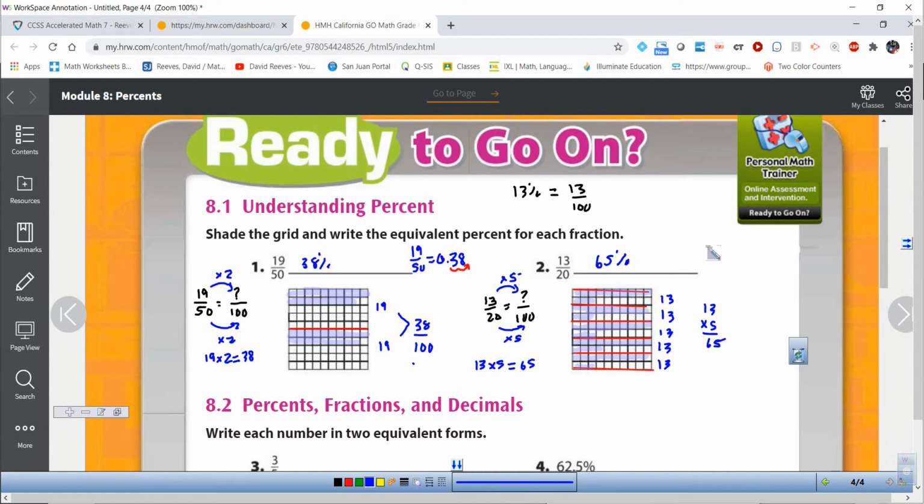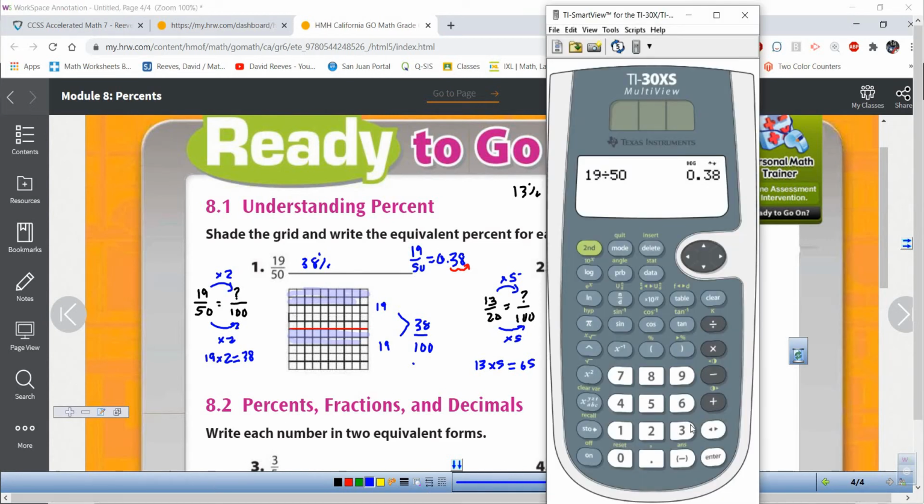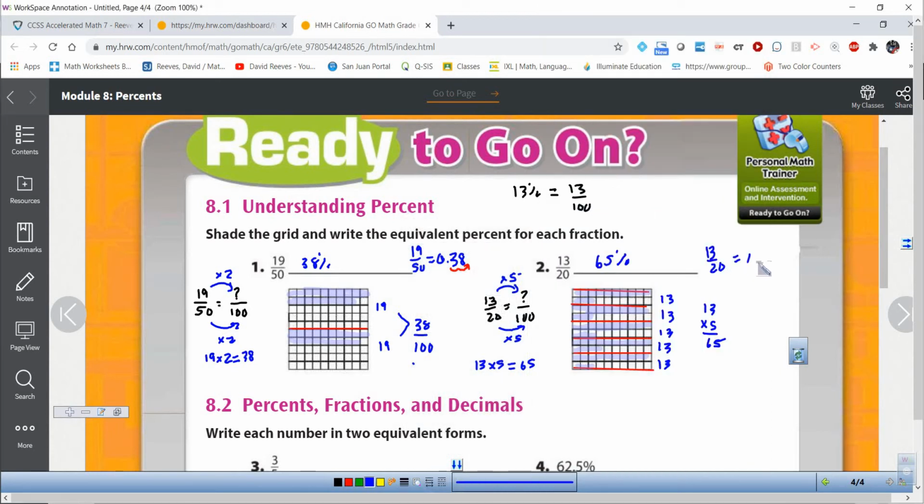Okay, again, the other option is to take 13 and divide it by 20, because anytime you have a fraction and you divide the numerator, 13, by the denominator, that changes it to a decimal, 0.65. And then once you have the decimal, again, if you move the decimal 2 places to the right, then you will get a percent. So 65% is equivalent to 13 over 20, just like 19 over 50 was equivalent to 38%.